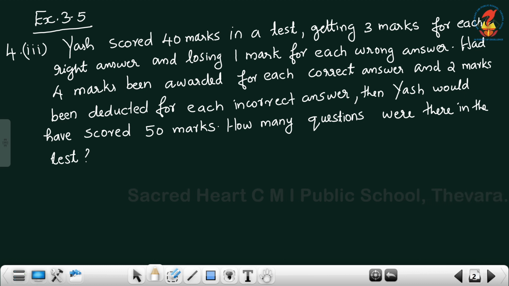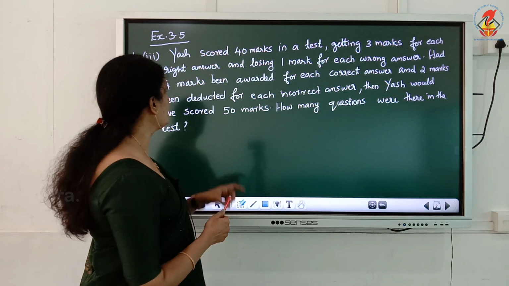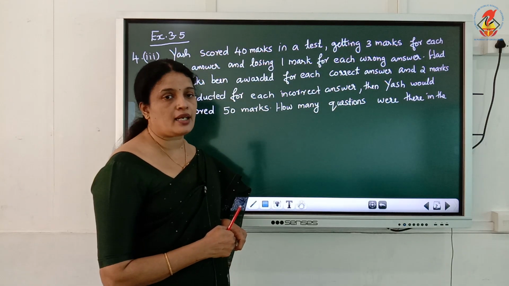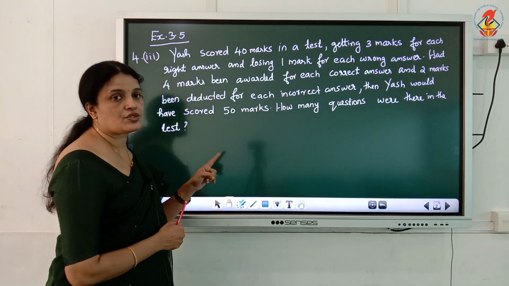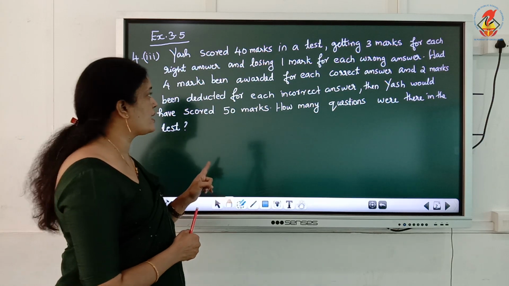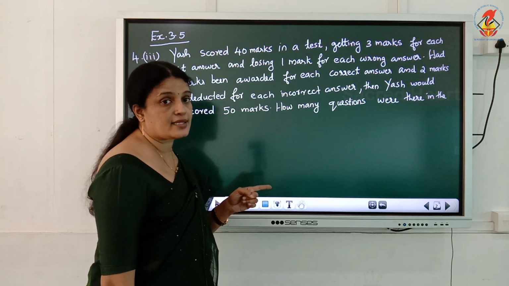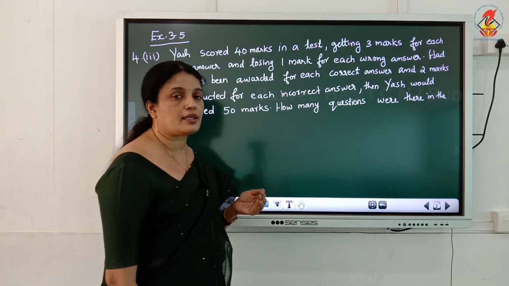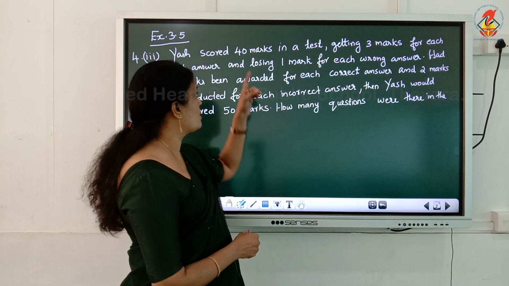Here, 3 marks for each right answer and losing 1 mark for each wrong answer. In algebraic expression, how can you form the equation? That means 3 marks for each right answer. Let x be the number of right answers. 3 marks for each right answer means 3x. Total marks of right answers is 3x. How many marks for losing, that means wrong answer? 1 mark. Losing 1 mark represents a negative sign, that is 3x minus 1 into y is equal to 40.